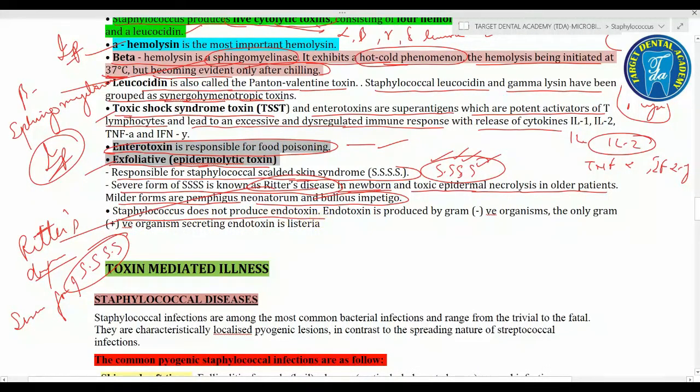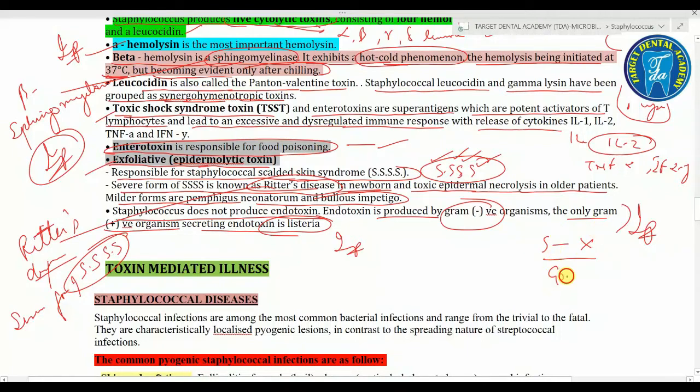Staphylococcus does not produce endotoxin. Important point: endotoxin is produced only by gram-negative organisms. The only gram-positive organism secreting the endotoxin is Listeria. Very important point.